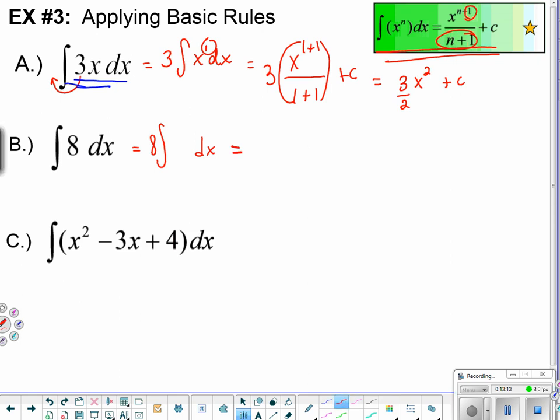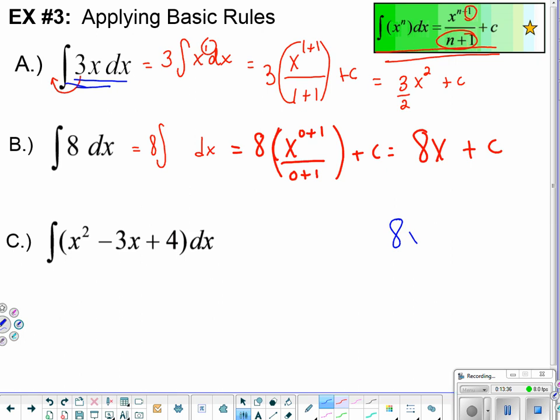Now we've got to add. So I've got my 8 out front, and I had x to the 0, and I have to add 1 to it. Plus some constant. What does that get me? 8x divided by 1 plus c. So 8x plus c. Quick check back. If I take the derivative of this, I get 8, don't I? Perfect. That was the integrand. Forwards, backwards, easy, easy, easy.